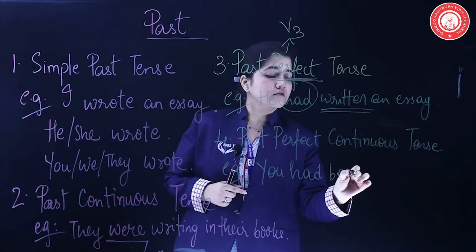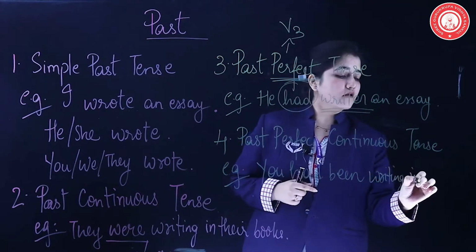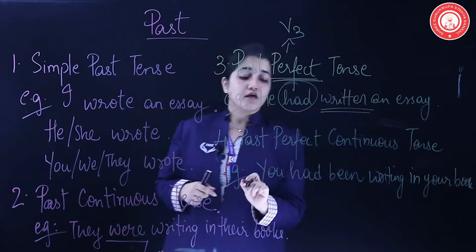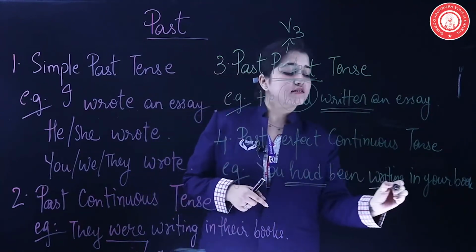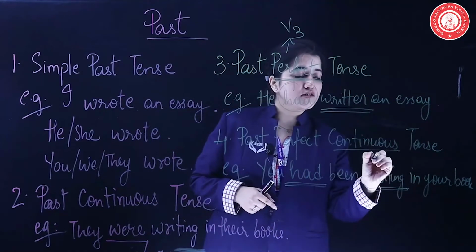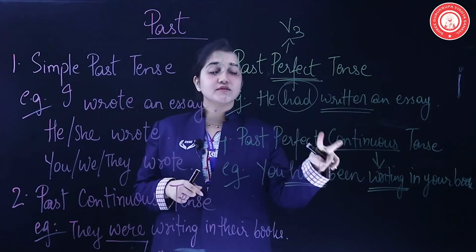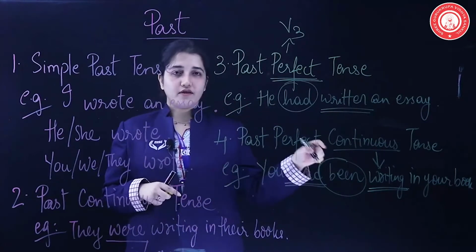You had been writing in your book. So here again we are using the helping verb had, and we are using the ing form of the verb because of continuous tense. Because we are joining perfect and continuous tenses together, we will use been. So you had been writing in your book.